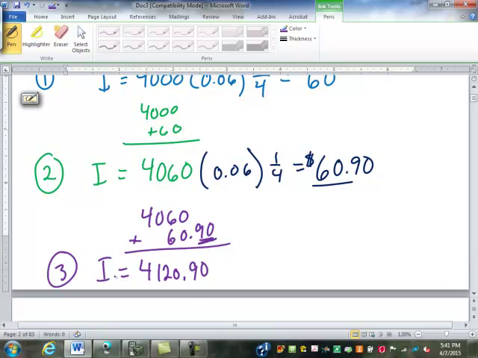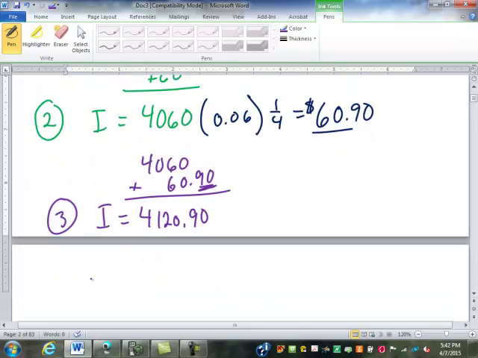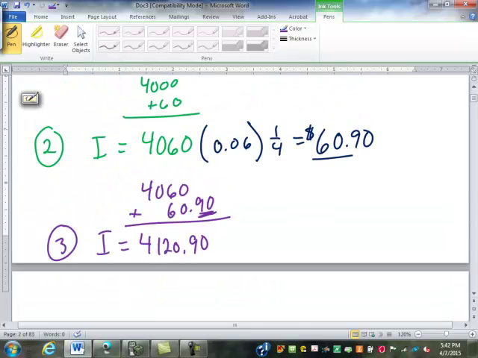How many times are we going to have to do this to get through 3 years? 12 times. 4 times a year for 3 years is 12 times. I don't want to do this 12 times. I don't want to put in that much effort. But let's take a look at what's happening here.